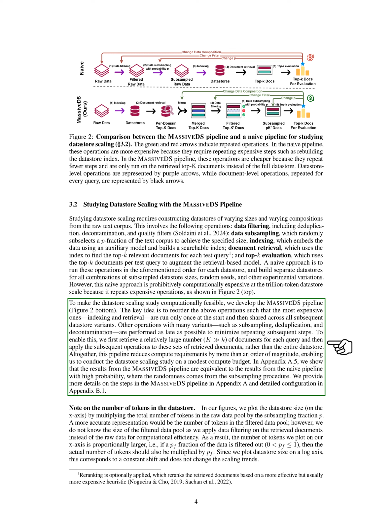The main idea is to rearrange the operations so that the most expensive ones, indexing and retrieval, are conducted only once at the beginning and then shared across all subsequent datastore variations. We perform other operations, like subsampling and cleaning, as late as possible to avoid repeating steps unnecessarily. To facilitate this, we first retrieve a larger number of documents for each query and then apply the subsequent operations to these sets of documents instead of the entire datastore. This approach significantly reduces our computational needs, allowing us to conduct the datastore scaling study within a reasonable budget.